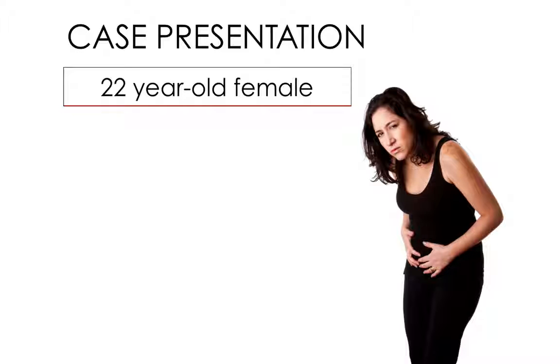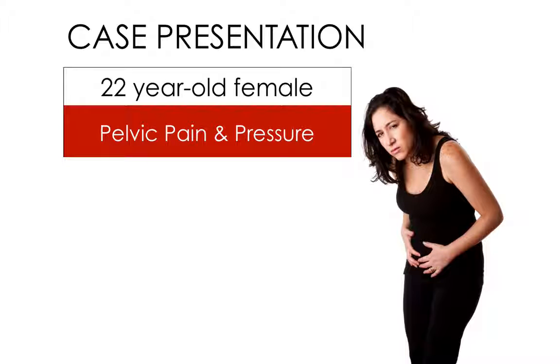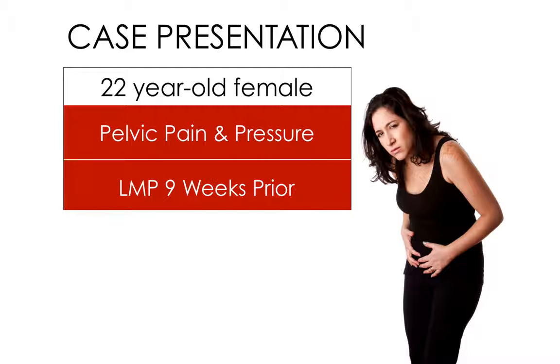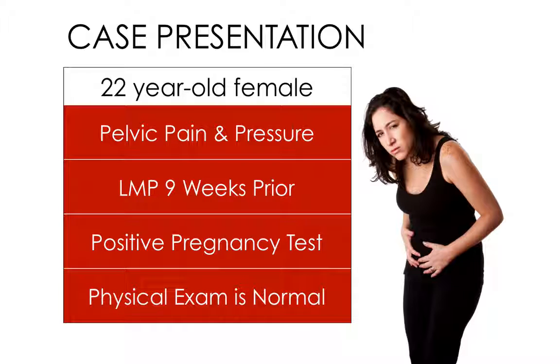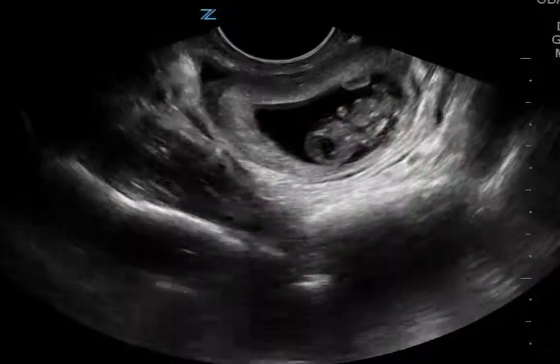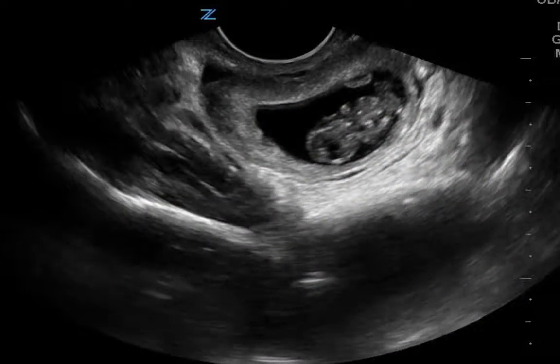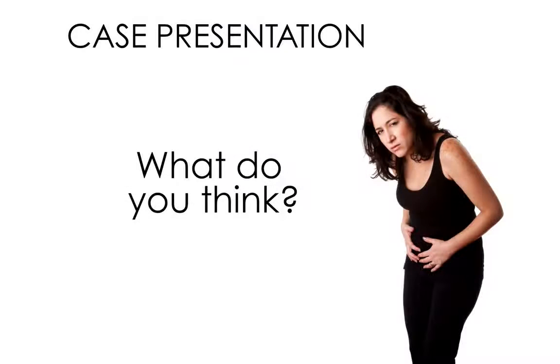A 22-year-old female presents to the emergency department for pelvic pain and pressure. Her last menstrual period was 9 weeks prior, and her urine pregnancy test is positive. Her physical exam is unremarkable. There's only a mild amount of tenderness on palpation over the symphysis pubis, and there are no peritoneal signs. She has no vaginal bleeding or discharge. This is her transvaginal ultrasound. So, what do you think? We will return to this case at the end of the module to see how it turns out.